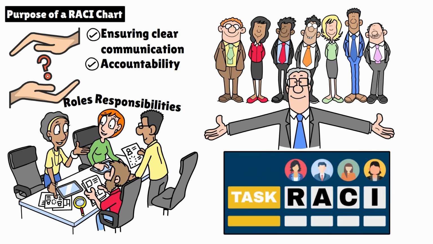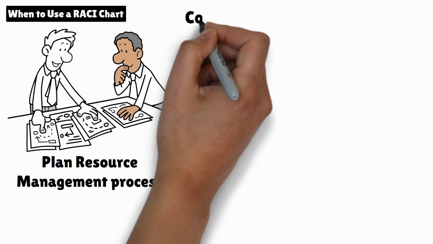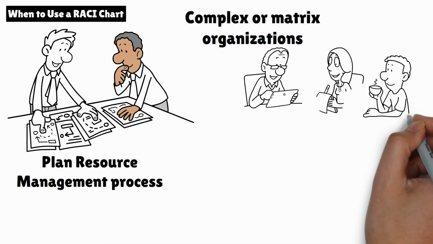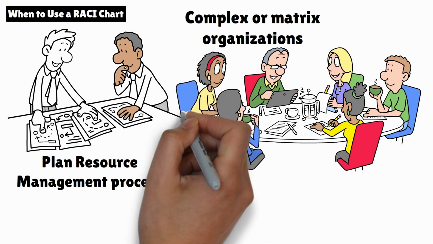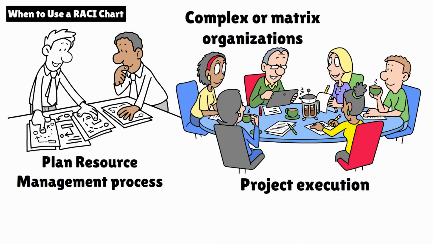Now, you might be wondering, when should I use a RACI chart? It's typically used during the plan resource management process, and it's especially helpful in complex or matrix organizations where multiple roles are involved in various tasks. It also comes in handy during project execution when you need to clarify responsibilities for specific activities.